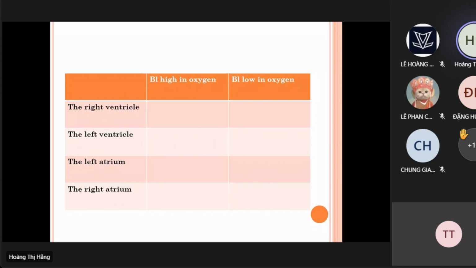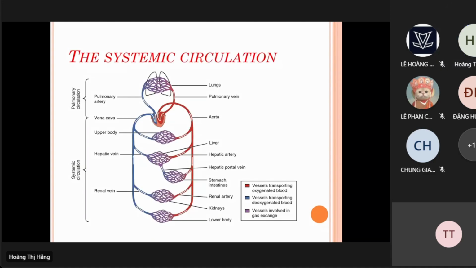Blood high in oxygen and blood low in oxygen. This is easy. The right ventricle, of course, low. Left ventricle, a lot of oxygen. Left and right. Bên phải là máu thẫm, bên trái là máu tươi. Bài này quá dễ nha. Skip it. This is the systemic circulation.